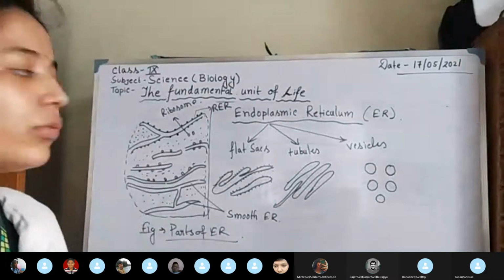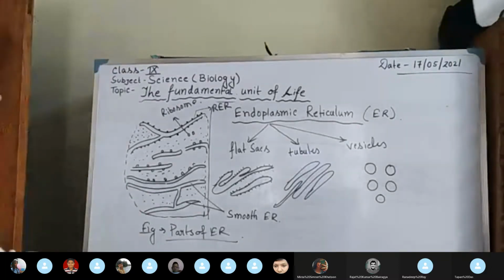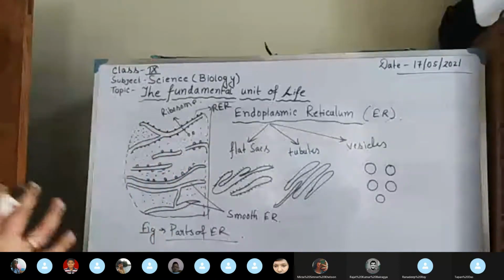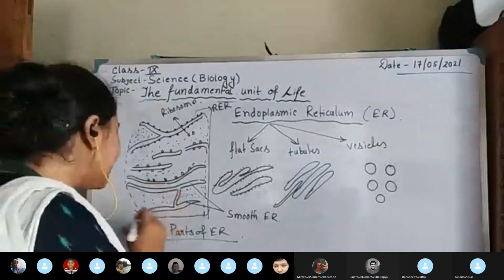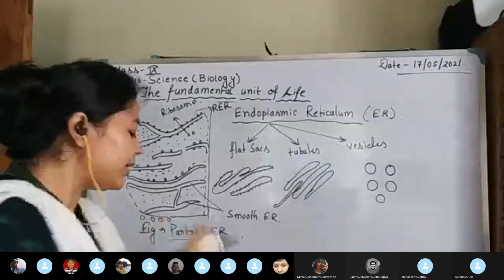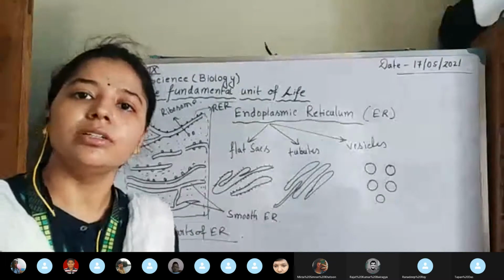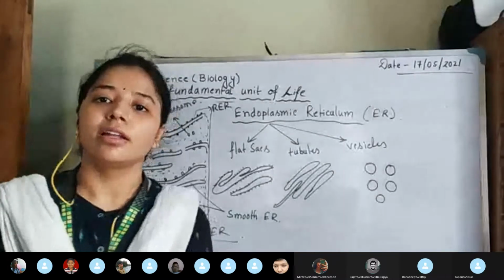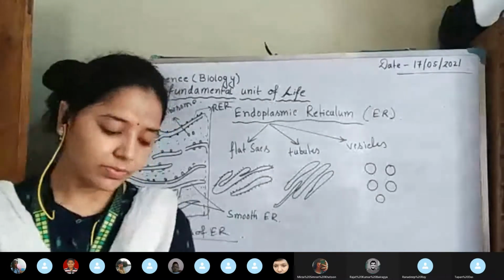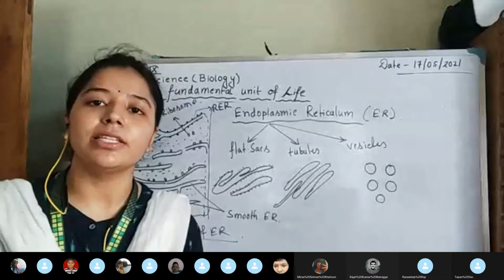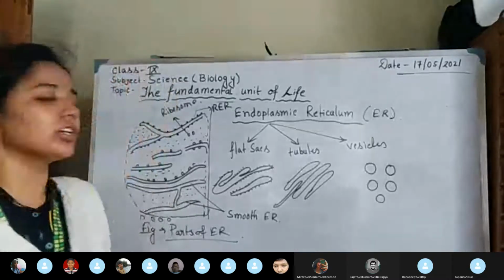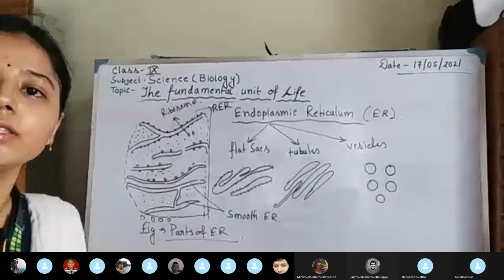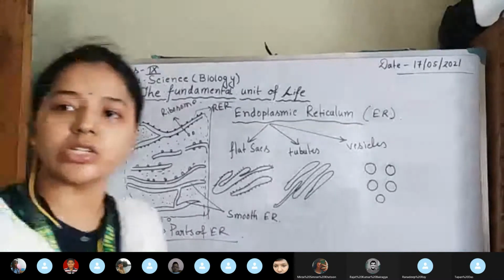Where are the vesicles? Vesicles are also there, students. After something is packaged in the endoplasmic reticulum, it makes some vesicle-like structure, and that will obviously be transported to the Golgi body. So here I have mentioned the structure. I have already drawn the structure of the endoplasmic reticulum. Do you have any problem with this structure, students?